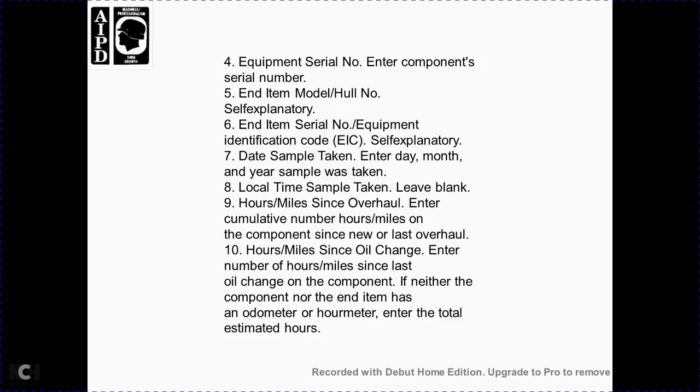Hours or miles since oil change: enter the number of hours or miles since the last oil change on the component, from the odometer or hour meter, into the total estimated hours. Reason for the sample: check the block that is applicable. Explain in the remarks, for example, the initial sample of the lot, engine low power, excessive smoke, or oil added since the last sample. Action taken is self-explanatory, leave blank. Discrepancy, leave blank.